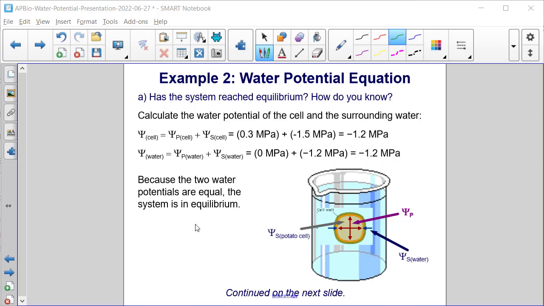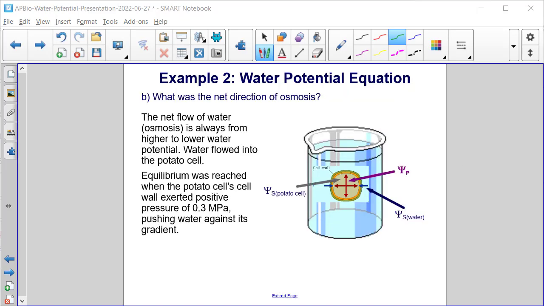Now, the potential of the surrounding water is the pressure potential of that water, which is 0 because it's an open container. There's no pressure exerted on the water itself. We don't have any plunger or anything like that. Plus the solute potential of the water, which is given as minus 1.2 megapascals. So these two water potentials inside and outside the cell are equal, and that means that the system is in equilibrium. So what is the net direction of osmosis?